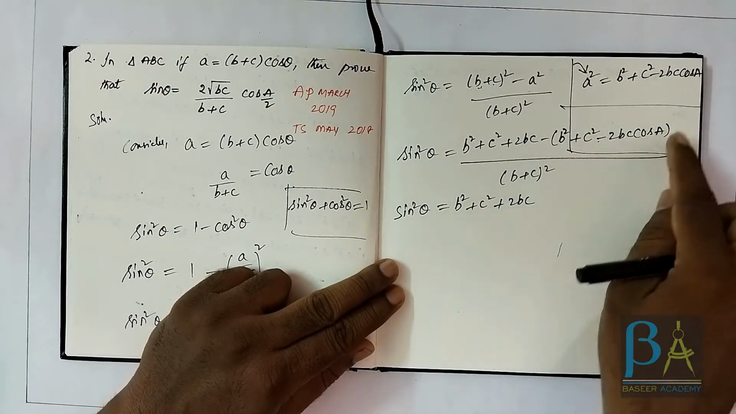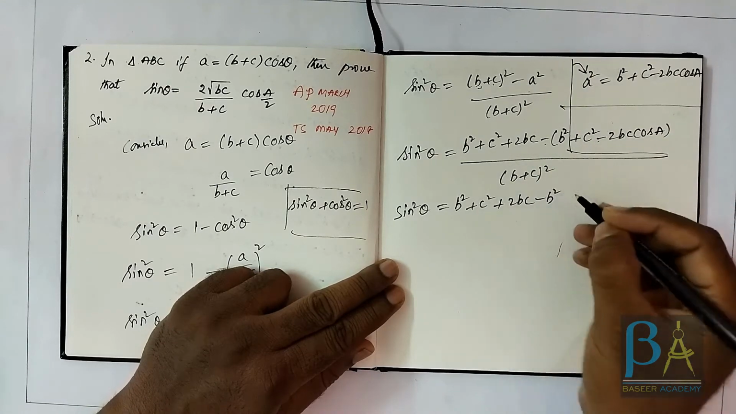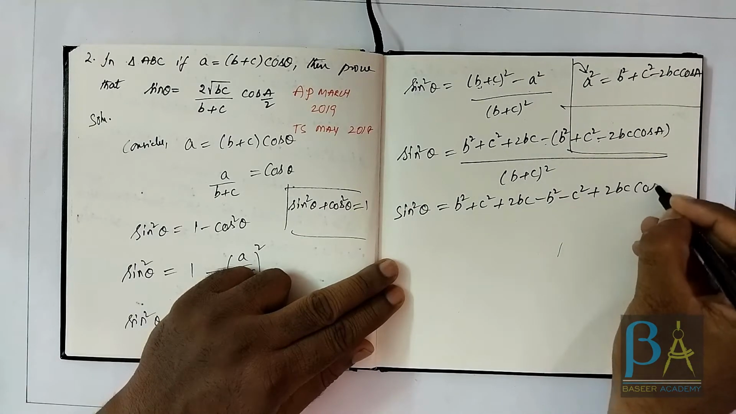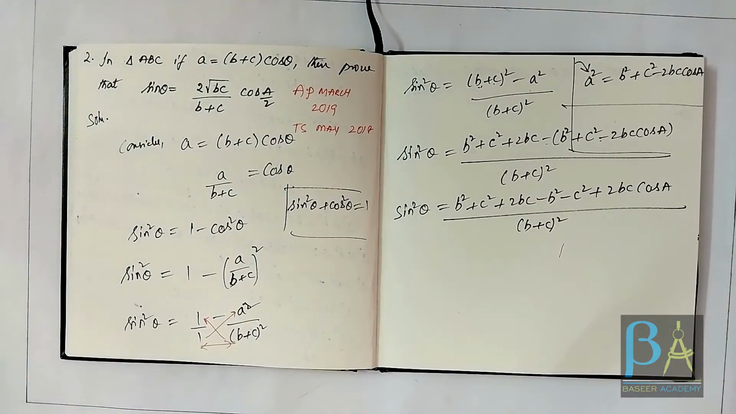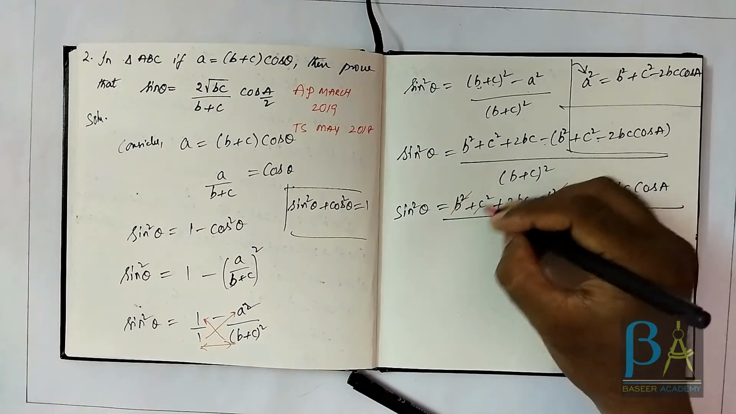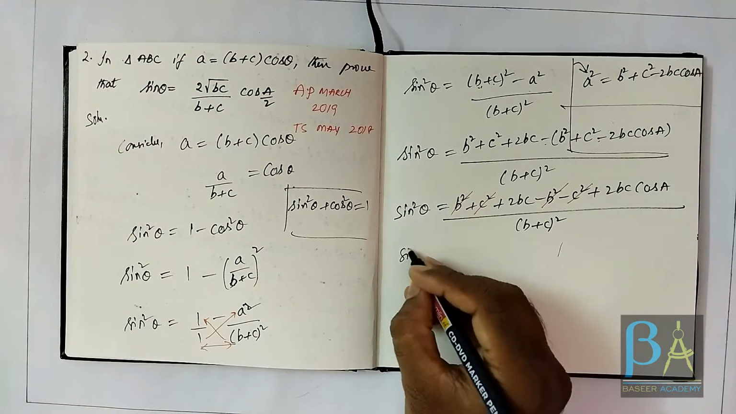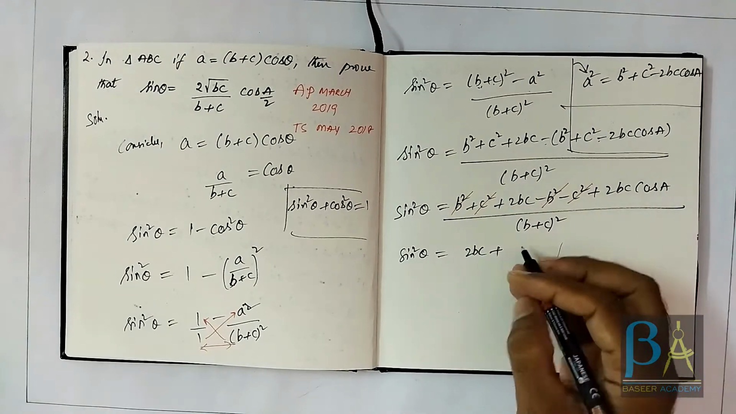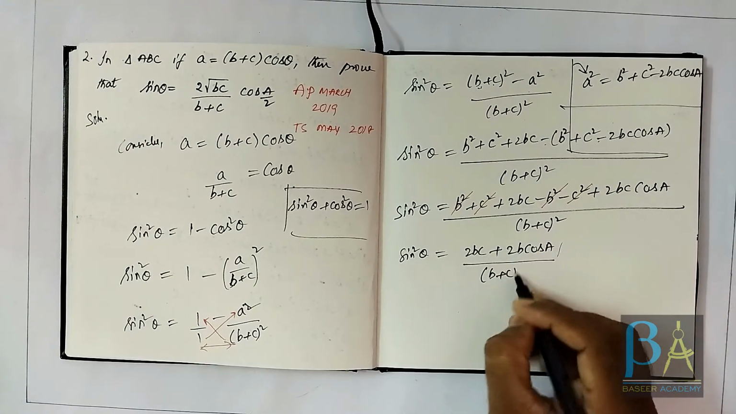I'm going to multiply the bracket with the minus sign and open the bracket here. Minus into B square gives me minus B square. Minus into plus is minus. Minus into minus is plus. So what do we have here now? Is there something that I can cancel here? I believe we can. Plus B square and minus B square, we can cancel them. And then plus C square minus C square, we can cancel them. Let's now write what is left here. Sin square theta is equal to 2BC plus 2BC cos A, by B plus C whole square. Let's write it as it is.